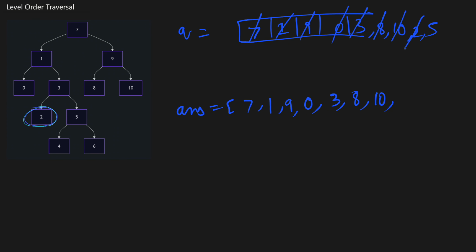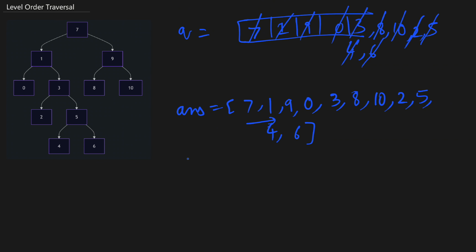So we dequeue 2 and add it to our visited or answer list, and it also doesn't have any children. So we dequeue 5, add it to the answer list, and enqueue its children 4 and 6 to the queue. Then we dequeue 4, add it to the answer list. It doesn't have any children, so we dequeue 6 and add it to our answer list, and it also doesn't have any children. And finally the queue is empty, so that means we are done with our level order traversal, and this will be our answer.